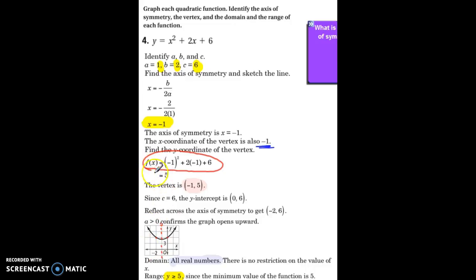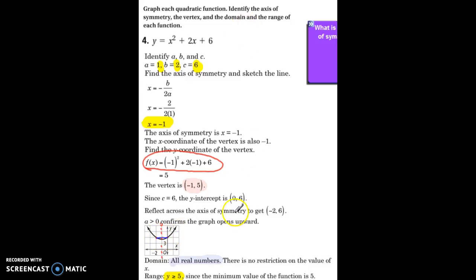So on my calculator, I went negative 1 squared plus 2 times negative 1 plus 6. That's how I got 5. So my vertex is negative 1, 5 right here in the graph. Because this is standard form, I know 0, 6 has to be on the graph. So that's my y-intercept. So I have 0, 6 on the graph right here. So that distance from the axis of symmetry is the same on the other side. So this is my graph.